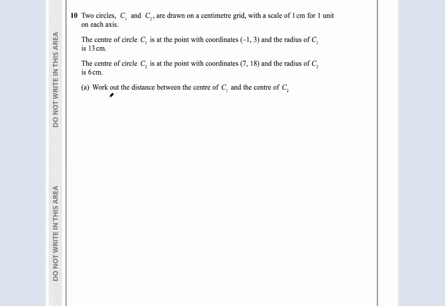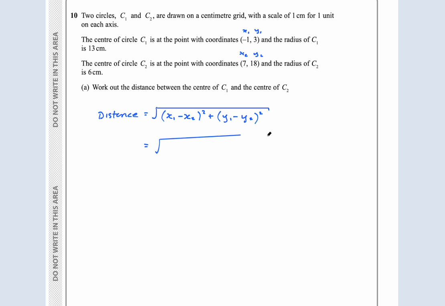Okay, well, that's just the distance formula. So distance is equal to, okay, the formula, guys, let me write it out. The formula is x1 minus x2 squared plus y1 minus y2 squared. This is essentially Pythagoras' theorem. Okay, this is our x1, y1. x2, y2. So it's going to be the square root of x1, which is minus 1, minus 7 squared, plus 3 minus 18 squared.